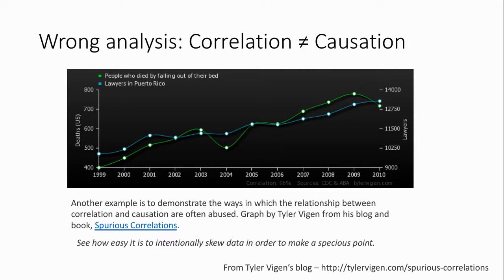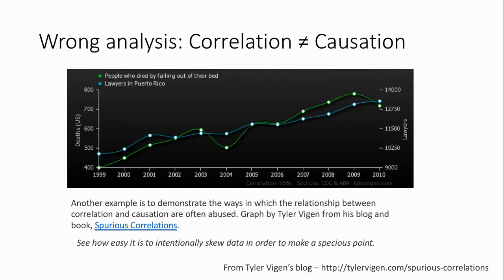Another way, which we showed a little bit earlier when we talked about data mining, is a wrong analysis: correlation does not equal causation. Let me say that again. Correlation does not equal causation. Here's an example to demonstrate ways that the relationship between correlation and causation are abused.